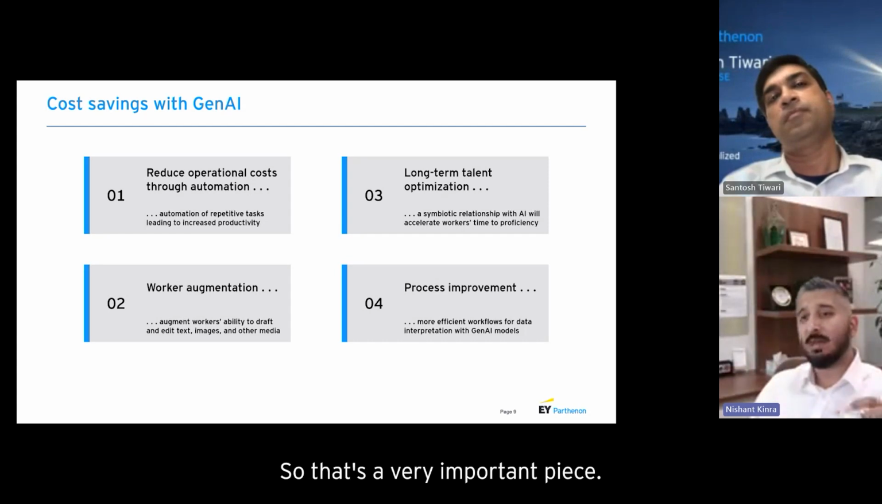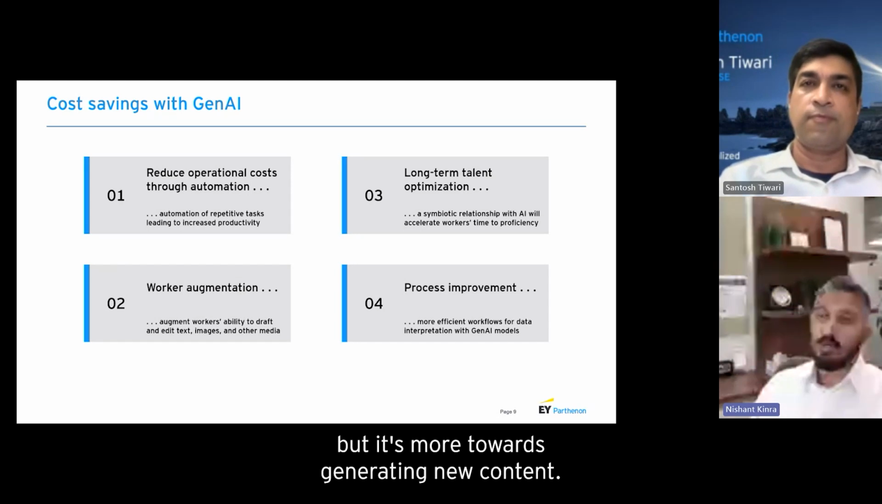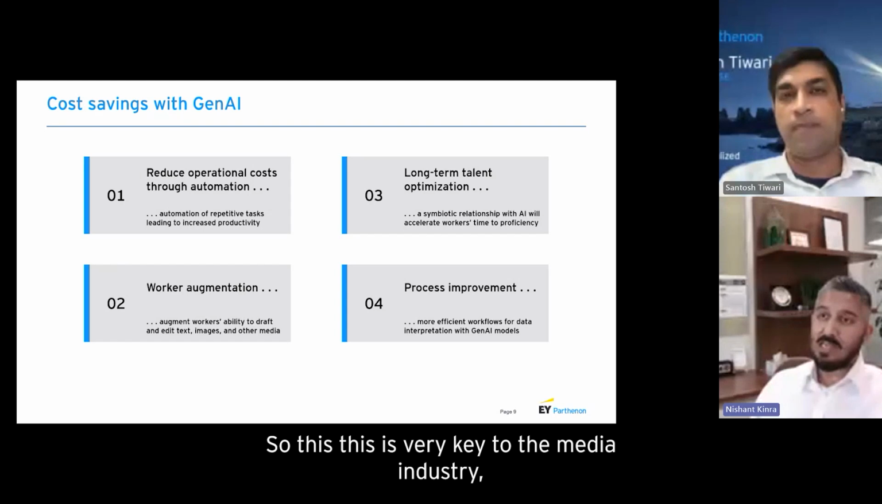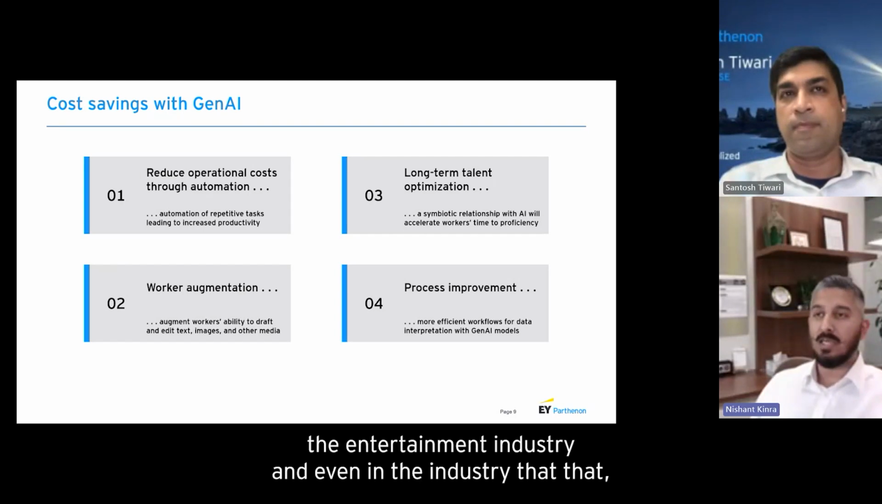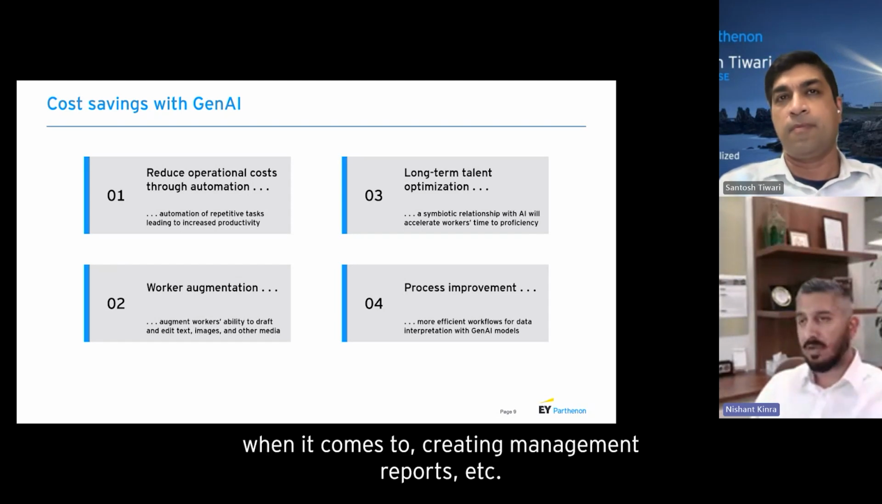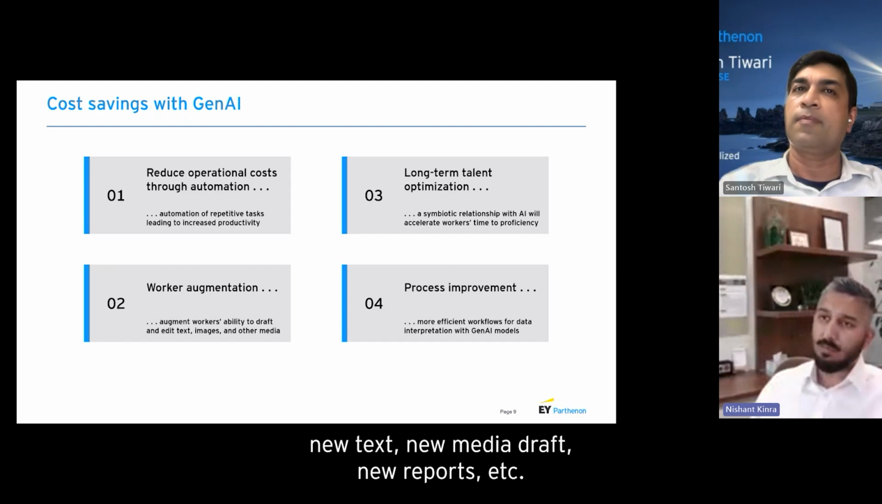So that's a very important piece, and helping the talent become better. Last one, of course, is similar to what we were talking about, but it's more towards generating new content. So this is very key to the media industry, the entertainment industry, and even in industries that are very traditional as well when it comes to creating management reports, etc. in the MIS function. How do you create new images, new text, new media, draft new reports, etc.